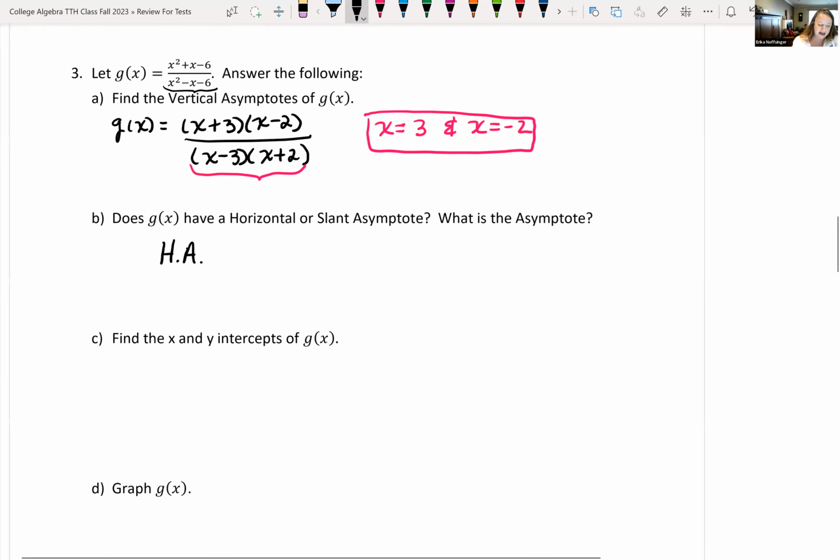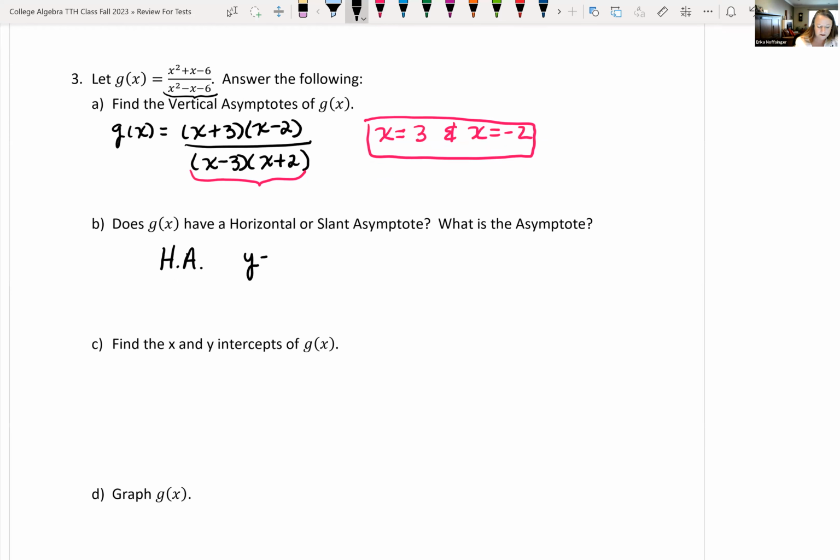And that is going to be at y equals the leading coefficient of the numerator, which is the number in front of the variable raised to the highest power, divided by the leading coefficient of the denominator. Looking at the variable to the highest power, which is x squared, the coefficient in front doesn't show 1, so it's 1. So we have a horizontal asymptote. Again, this is an equation, a horizontal line. So write it as y equals 1.